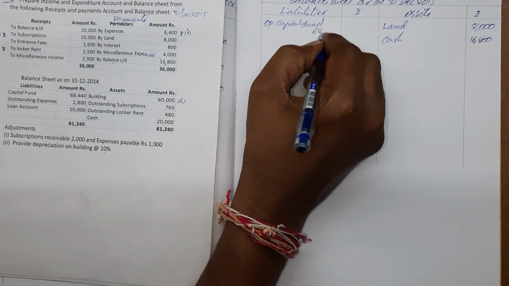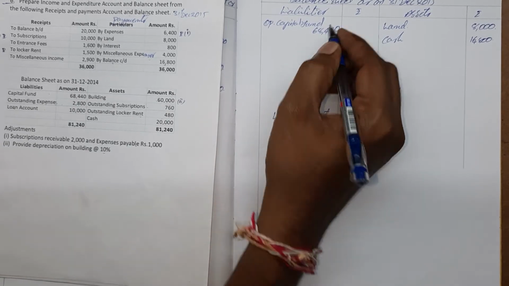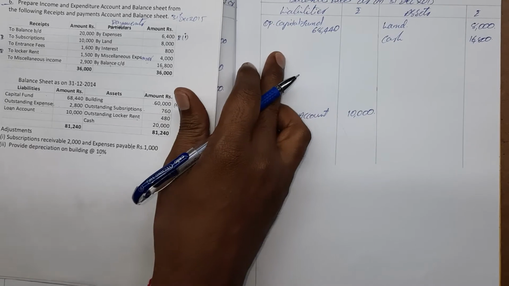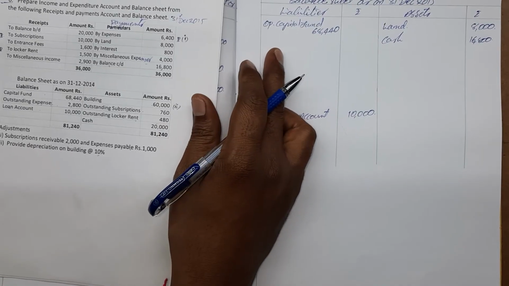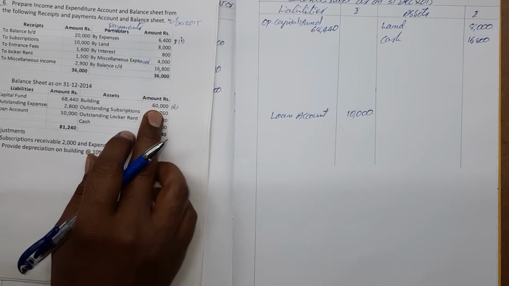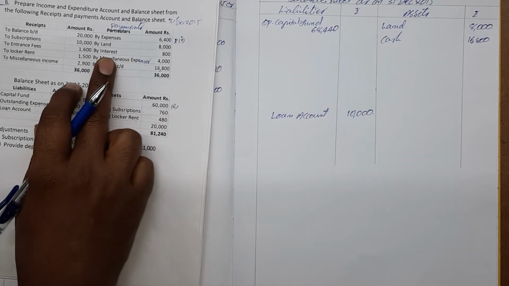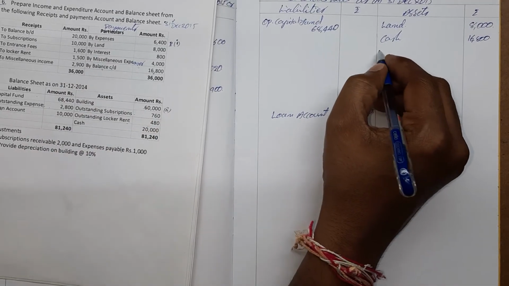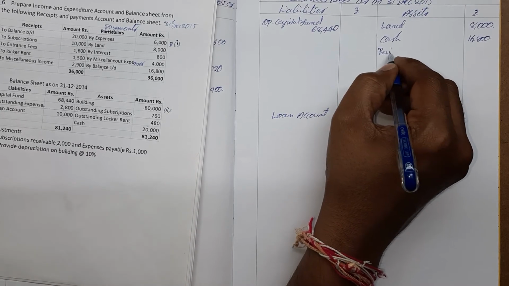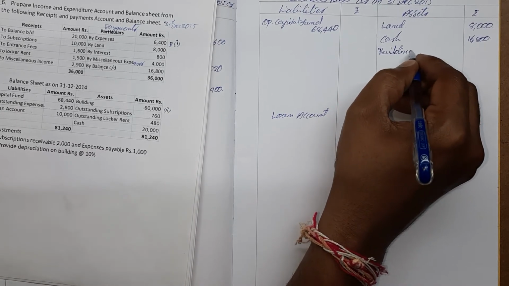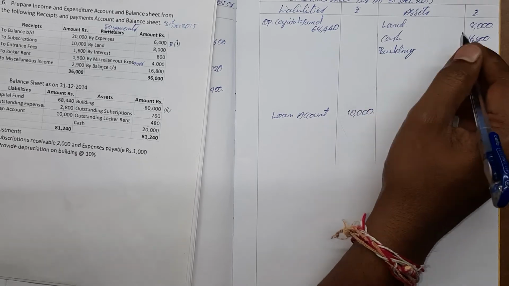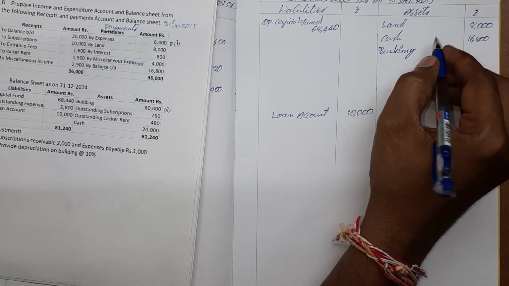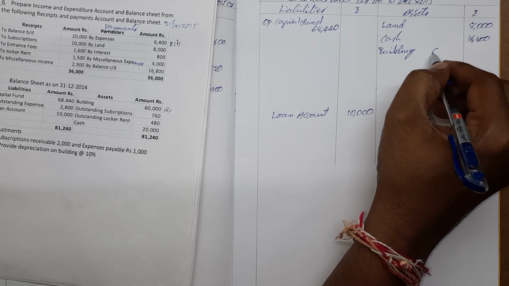that is 68,440. Okay, add surplus, and if it is a deficit you can deduct it. Then next, buildings. The second adjustment is given, buildings. In the closing balance sheet also you can write the buildings amount, that is 60,000.